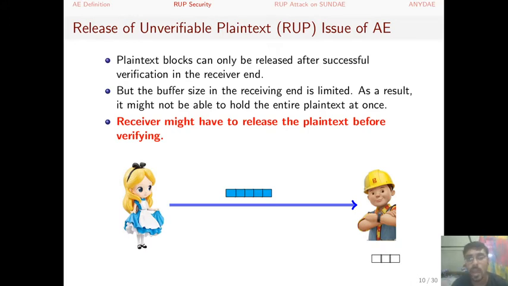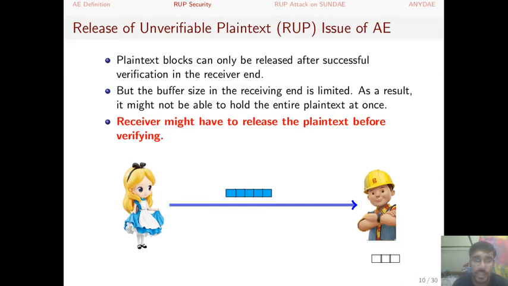The plaintext blocks can be released only after the successful verification at the receiver end for a conventional AE scheme, but the buffer size at the receiving end might be limited, and as a result, it might not be able to hold the entire plaintext at once. And in that case, the receiver might have to release the plaintext before verification, and that situation might give some kind of an attack to the authenticated encryption scheme.